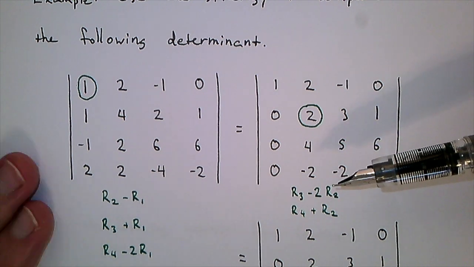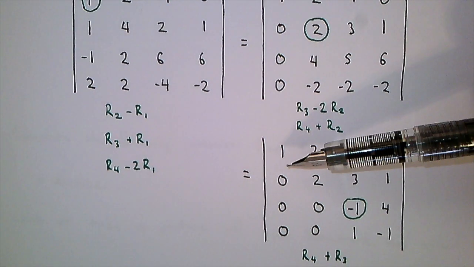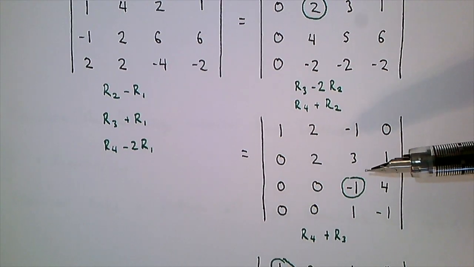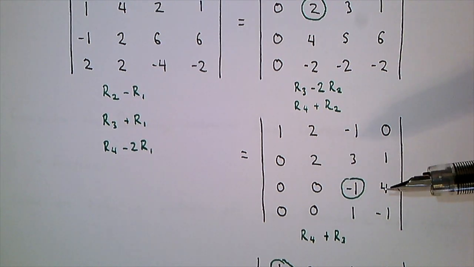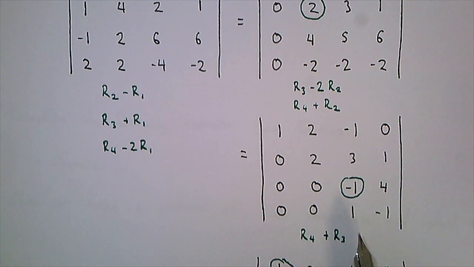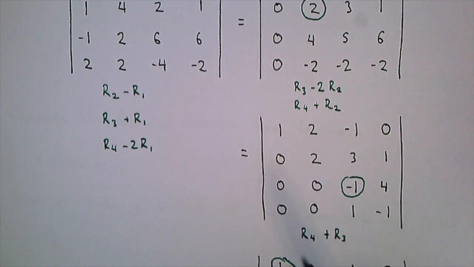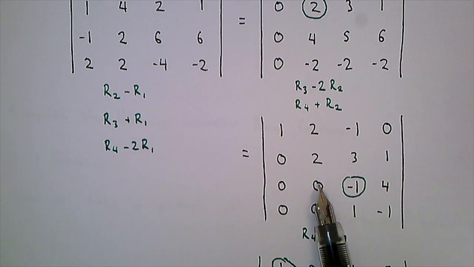So work through those operations. The first 2 rows remain the same. The new third row is 0, 0, -1, 4. And the new fourth row is 0, 0, 1, -1. So notice we have zeros below here and also below here.